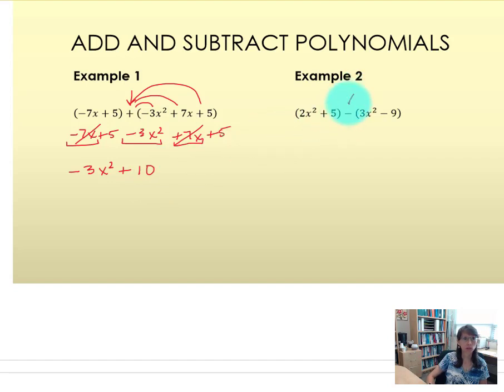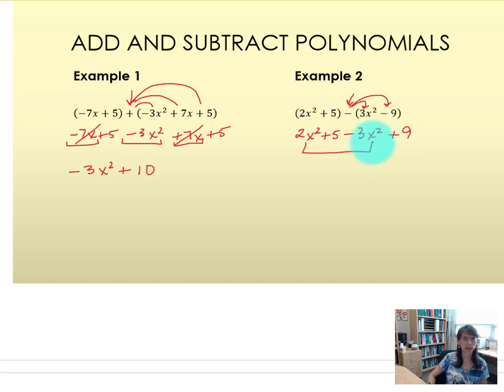In example 2, we have subtraction. So the negative is actually multiplied by each term in the quantity. So 2x squared plus 5. Negative times 3x squared means we're subtracting 3x squared. And negative times negative 9 turns into addition of 9.